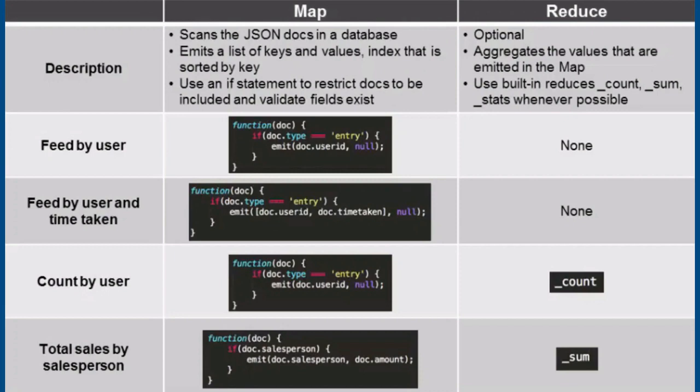Whenever possible, use the built-in reduce of count, sum, and stats. They are natively compiled in Erlang, the language of CouchDB and the database core of Cloudant, and build a query much faster than the custom reduce cases. Now, after that, we are going to provide a practical example for building the secondary index.